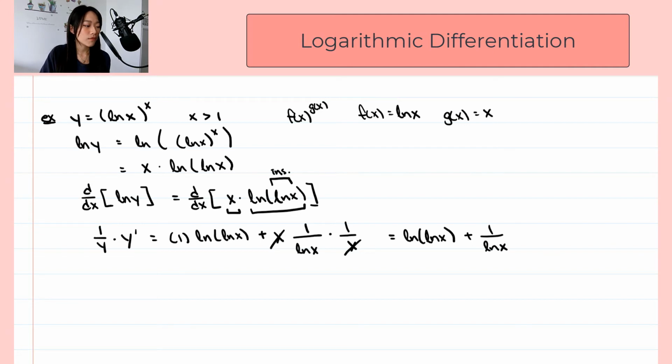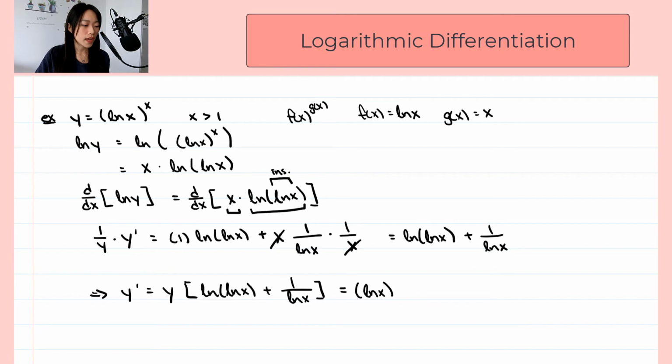Now we're going to isolate for y prime. So y prime equals y times ln of x plus 1 over ln of x. Now we can substitute the y back into this equation. So y prime equals ln of x to the power of x times ln of x plus 1 over ln of x.